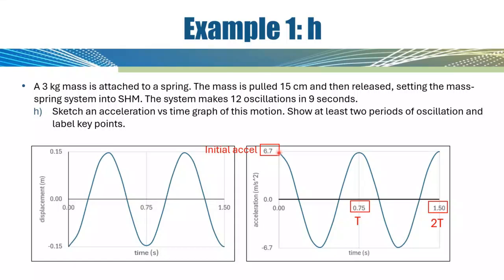And the rest of the graph, since we didn't change the mass or the spring constant of the spring, that means the period is not going to be changed. So the 0.75 and the 1.5 is going to be the same. And we also remember that the acceleration time graph is the same as the displacement time graph. It's just flipped upside down, 180 degrees. So we can get this exact same graph looking like this.